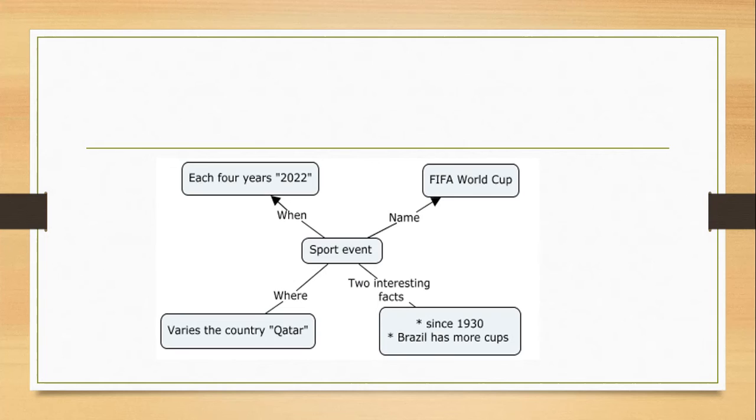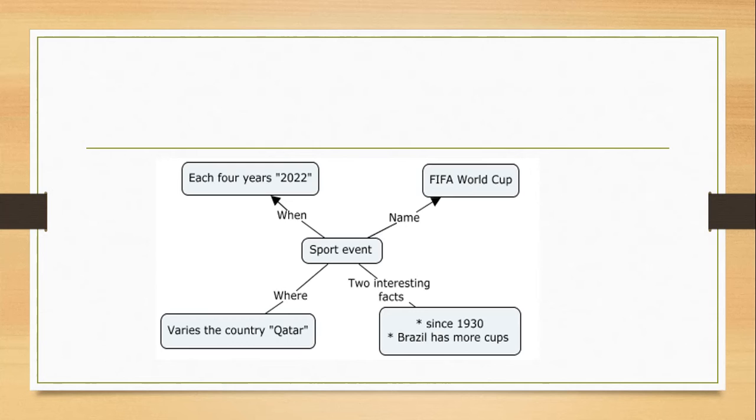Here I have the graphic organizers, where you have that is guided, for example, with the name, in this case in the center, sport event, when it is developed, a name of this sport event, where it is developed, and also 2 interesting facts. In this case, this is a mind map graphic organizer with a little guides. They have to write only keywords. They are not going to use sentences here.